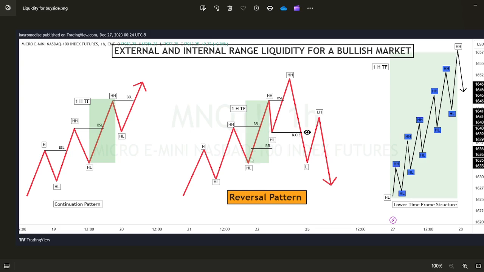So looking at this, we are taking this liquidity, buy side liquidity, but at this point we went for sell side liquidity on external swings. If you can see, this is an external range liquidity depending on your time frame. This will be your reversal pattern. As we go high, we break of structure right here. It means we are changing the character.